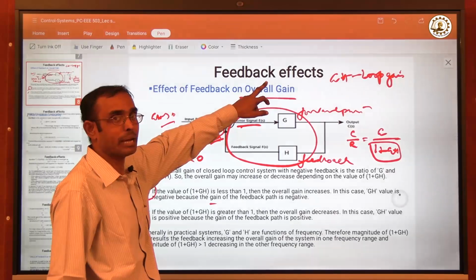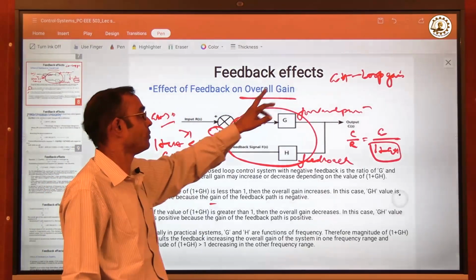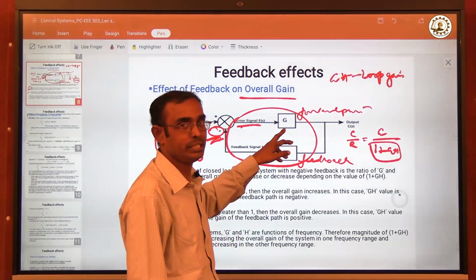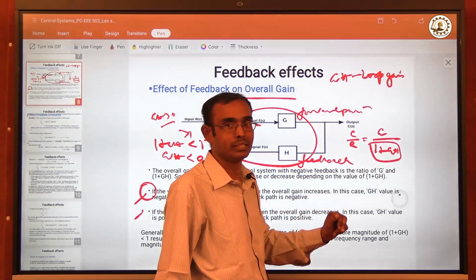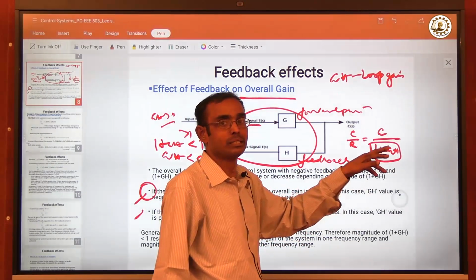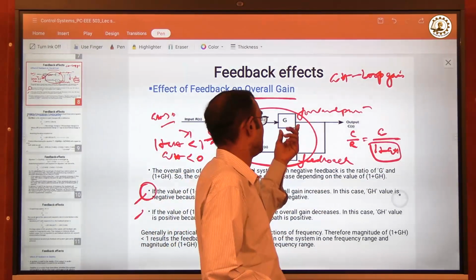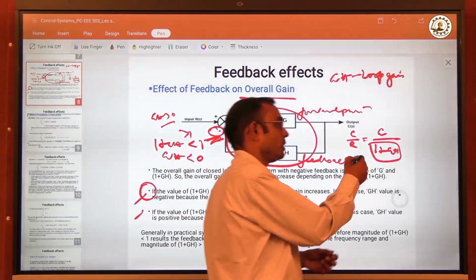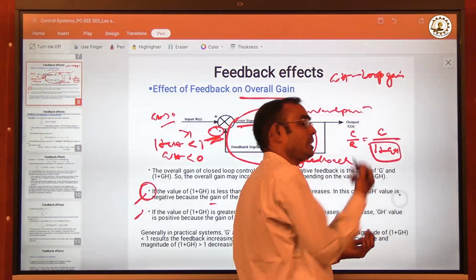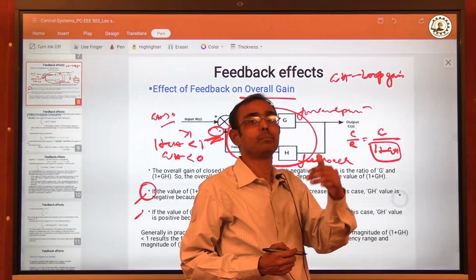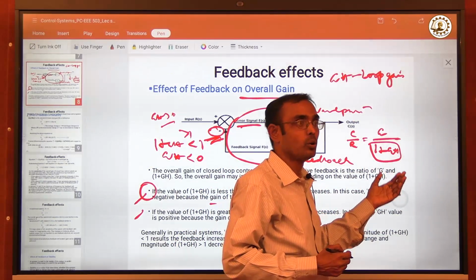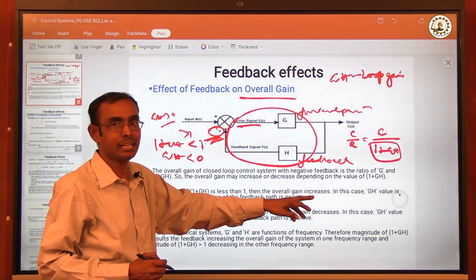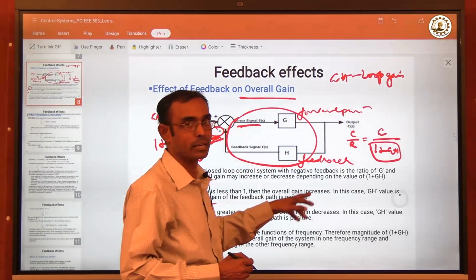That means in the feedback effects, the first point is the effect of feedback on overall gain. It was initially G and now it is divided by 1 plus GH. So if we analyze this 1 plus GH term, we can say whether G is getting more or getting less. In an open loop system, when H is 0, it is G. Now when the loop is closed with the help of this feedback, G is either reduced or increased. So the effect of feedback on overall gain is accomplished in this manner.